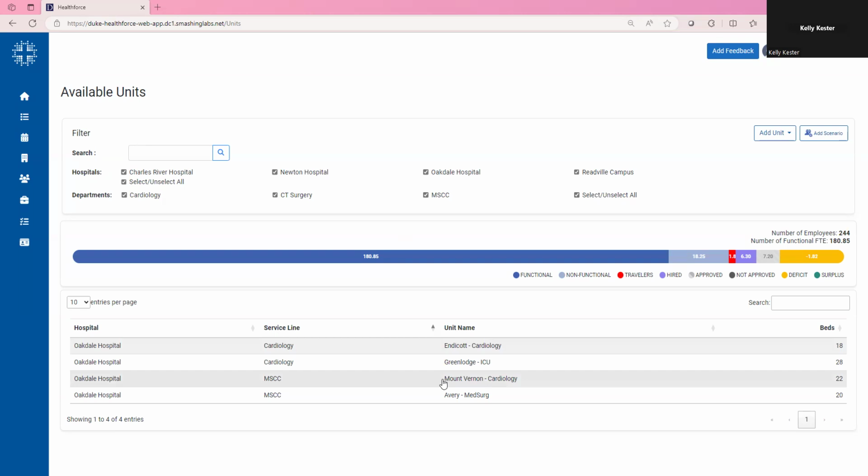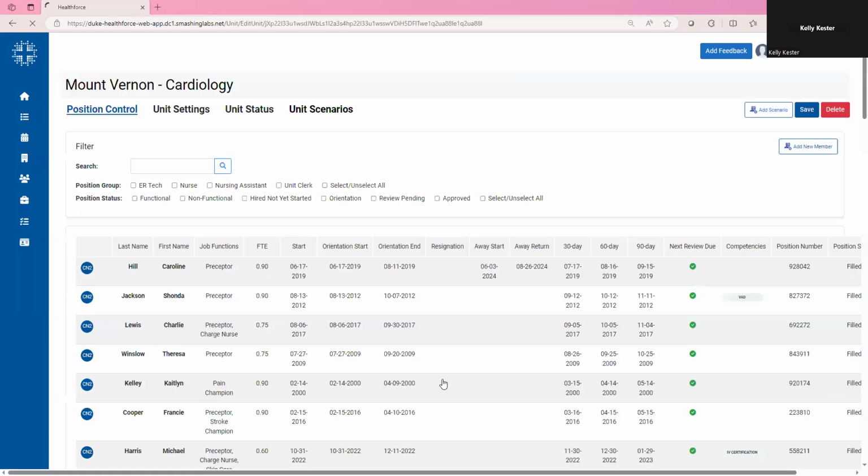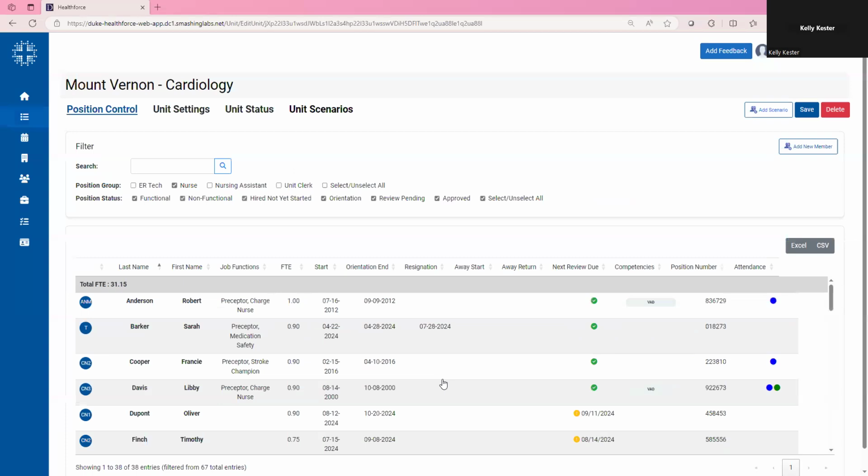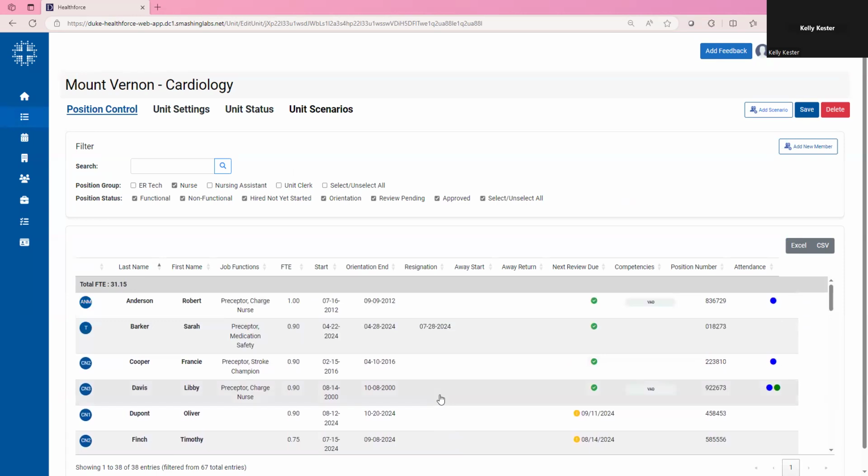We'll go ahead and dive right into Mount Vernon Cardiology, which is a 22-bed department. What you'll see throughout this demonstration of HealthForceRx is that it culminates all of the information that you need as a nurse leader to manage your local workforces. Right away, you can see that we come to the Mount Vernon Position Control, which lists out all of the employees that you have on your team.